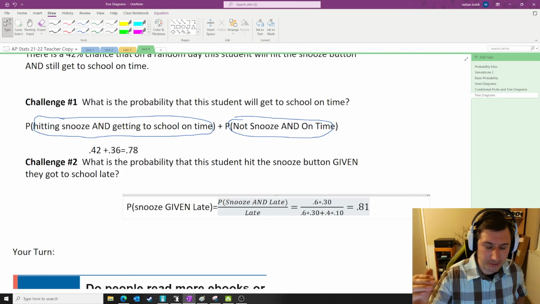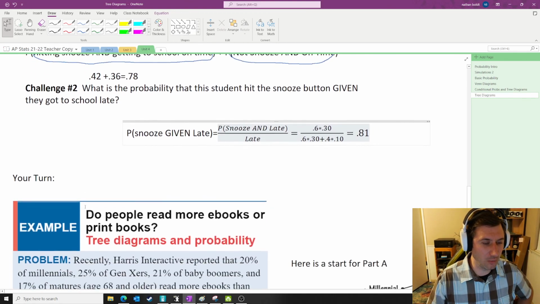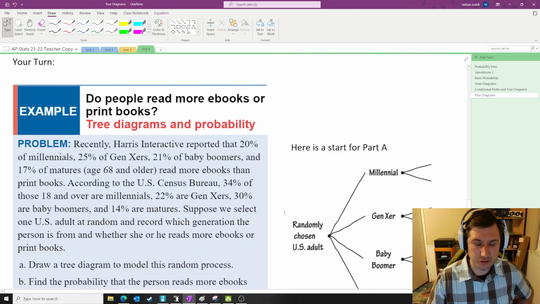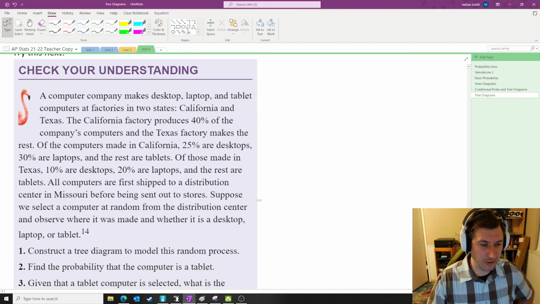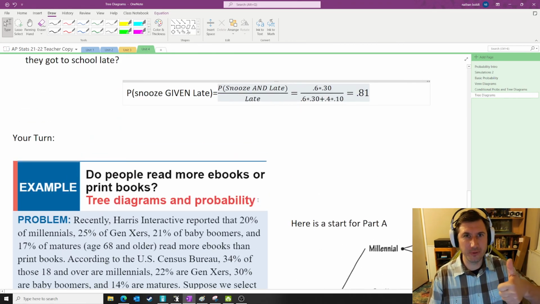All right. I want you to keep going in this OneNote. I got 2 examples for you to try. Here's one. I started the tree diagram for you, and here's one where I did not. Try those out. Fill it out in the OneNote, please. Good luck.